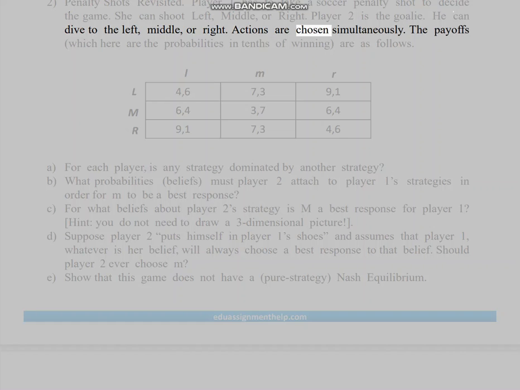Actions are chosen simultaneously. The payoffs, which here are the probabilities in tenths of winning, are as follows: 4 6, 7 3, 9 1; 6 4, 3 7, 6 4; 9 1, 7 3, 4 6. L M R. L M R.